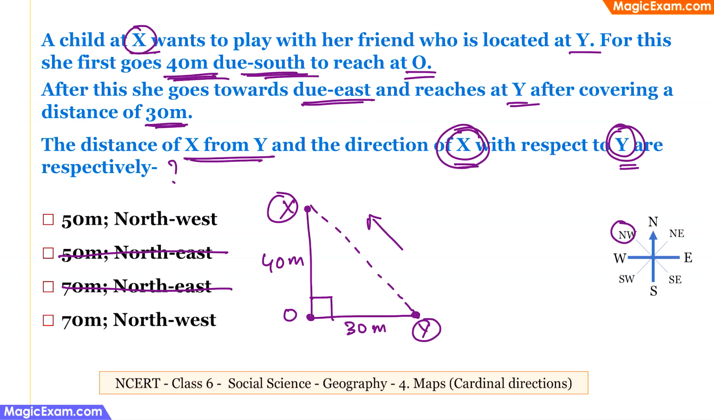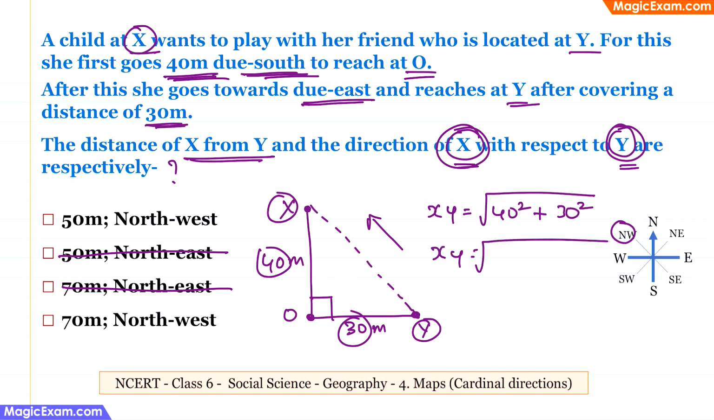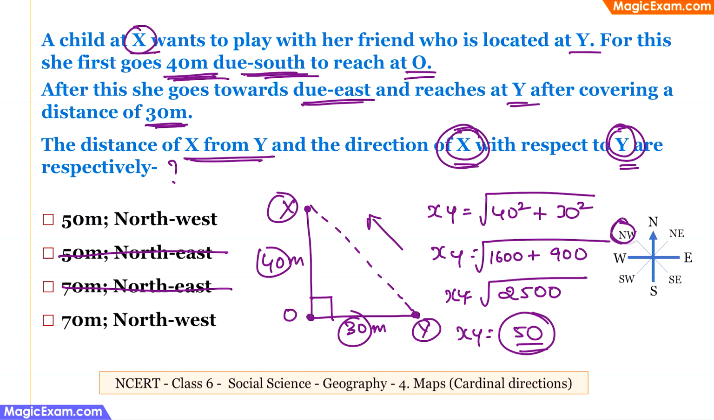And this is a right angle triangle, which means that XY is equal to square root of 40 square and 30 square. So which means that XY is equal to square root of 1600 plus 900. Therefore, XY is equal to square root of 2500. Therefore, XY is equal to 50. So, the correct answer is 50 meters northwest. So, 50 meters northwest is the correct answer.